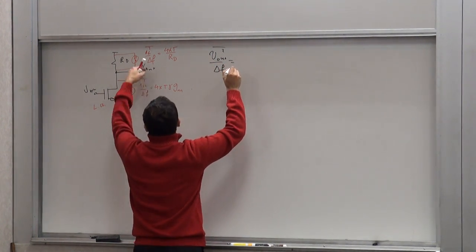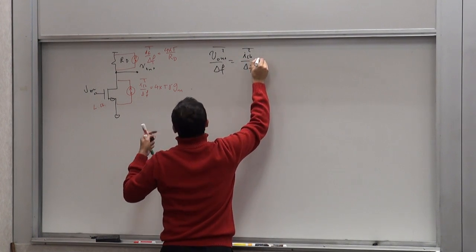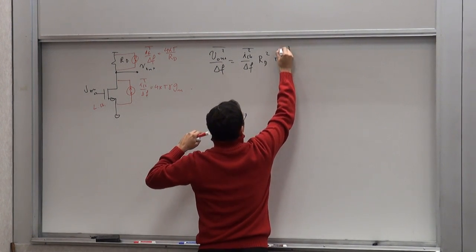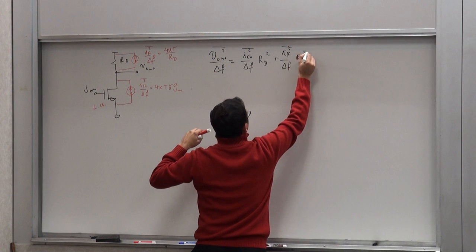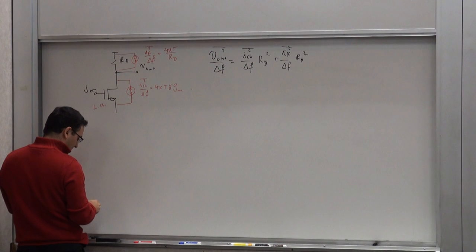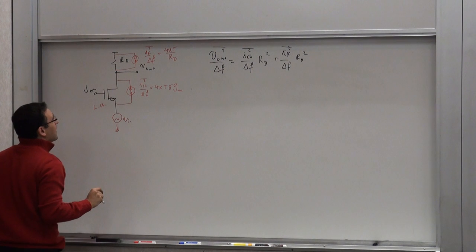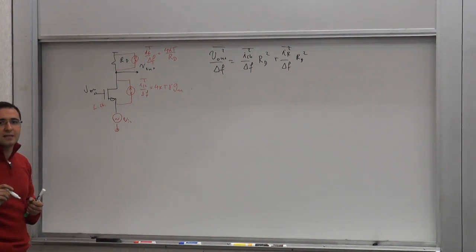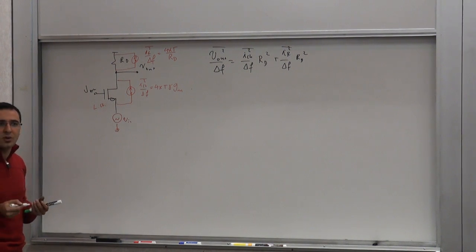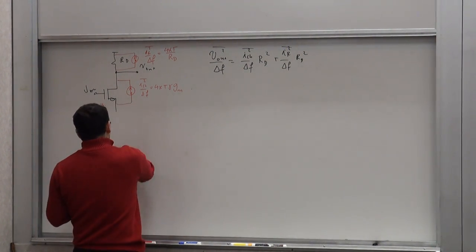So the output noise would be this guy times the output resistance, which is R_D squared, plus I_R squared over delta f times R_D squared. And the voltage gain from this source to the output is, what is the voltage gain from here to the common gate? gm R_D. So I have to divide everything to reflect it to the input voltage source by gm R_D.